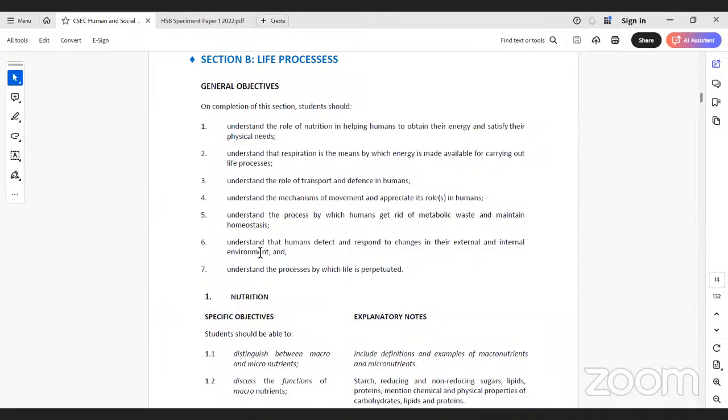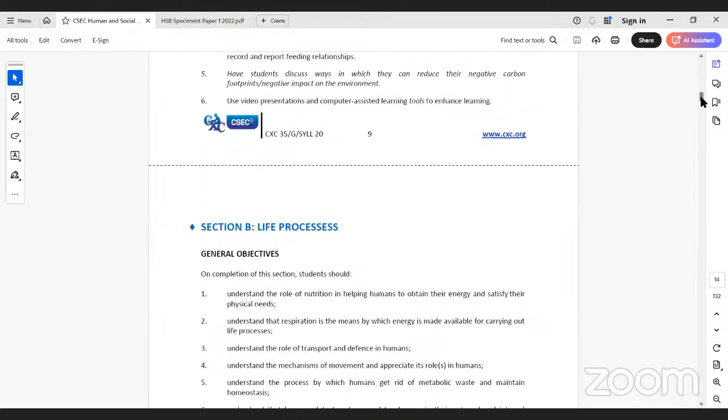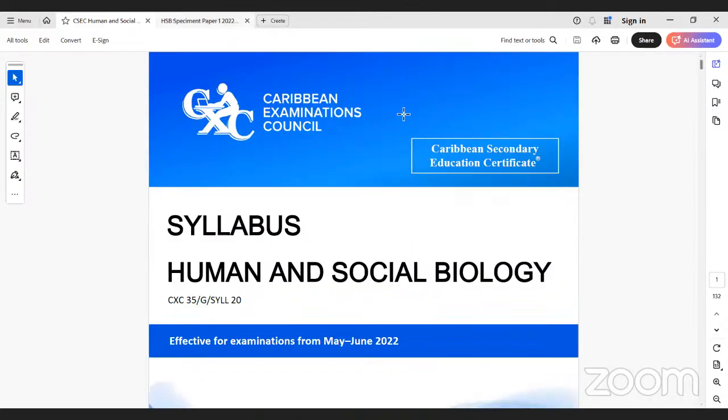It breaks up into nutrition, respiration, circulation, and so on. This is where most of your questions come from, from about question 5 to about question 40. So about 35 questions, a little over half of the paper, are from section B. Knowing which section you are doing is a really smart way to do the paper. Let me start off by outlining it for you.